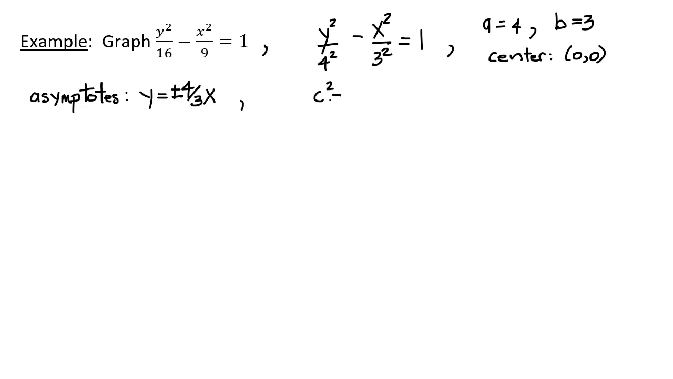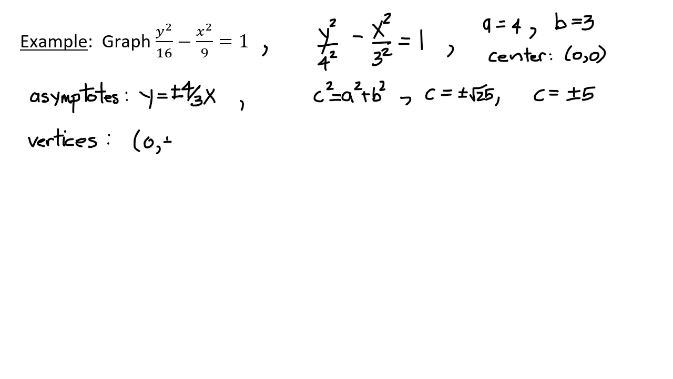I know c squared equals a squared plus b squared. So that means c equals plus or minus the square root of 25. C is plus or minus 5. The vertices, because the y squared term is first, this is an up or down hyperbola, so the vertices will be 0 and plus or minus 4. The foci will be 0 and plus or minus c, which is 5.